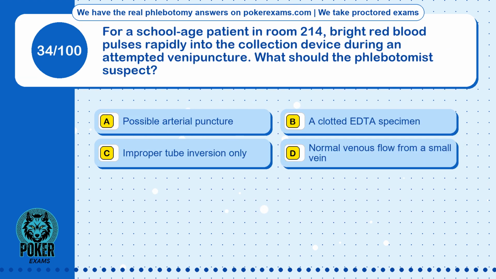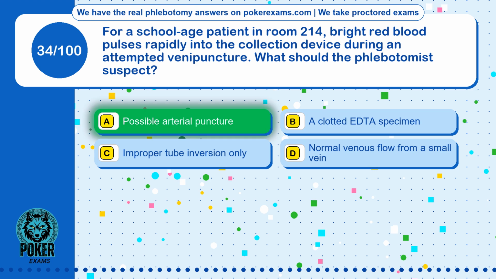Question 34. For a school-age patient in room 214, bright red blood pulses rapidly into the collection device during an attempted venipuncture. What should the phlebotomist suspect? Option A. Possible arterial puncture. Option B. A clotted EDTA specimen. Option C. Improper tube inversion only. Option D. Normal venous flow from a small vein.